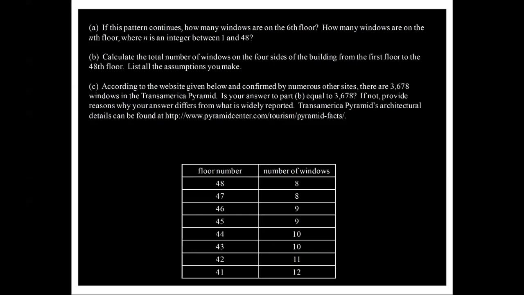And students will have to figure out that they're going to need to do the evens separately and the odds separately because of the way the patterns work here. Calculate the total number of windows. So how many are in the building? And then you can actually look online and you'll find that it says that there's 3,678 windows. So you can compare your answer to 3,678. How have you done with that?